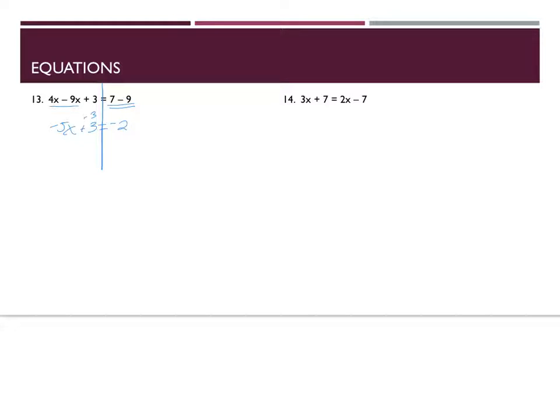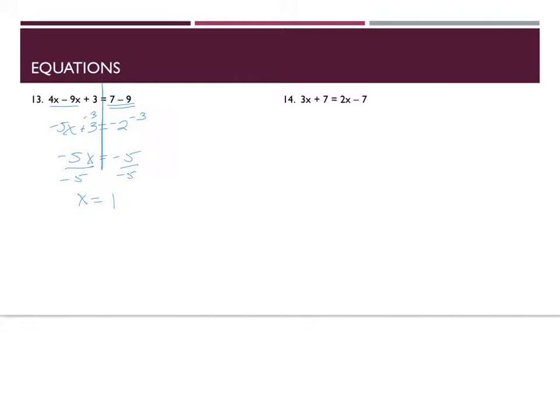So subtract 3 from both sides. And divide by negative 5. Don't lose your signs. And x turns out to be 1.